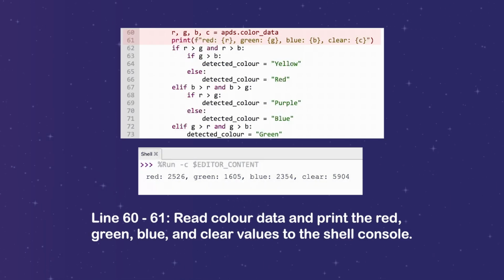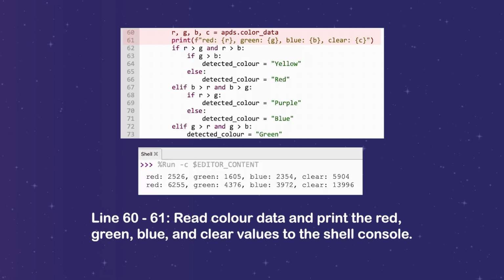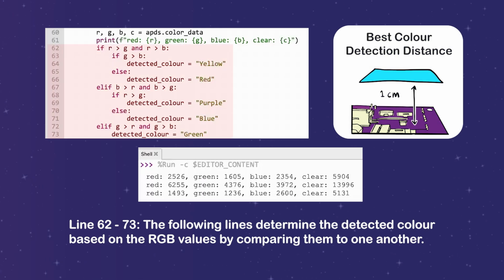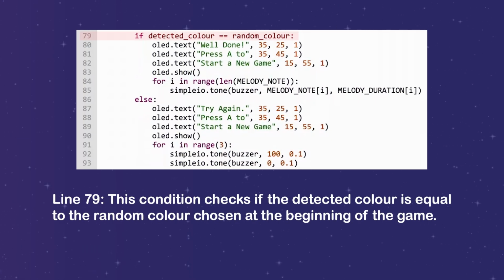Line 60 to 61, read color data and print the red, green, blue, and clear values to the shell console. Line 62 to 73, the following lines determine the detected color based on the RGB values by comparing them to one another. Line 79, this condition checks if the detected color is equal to the random color chosen at the beginning of the game.